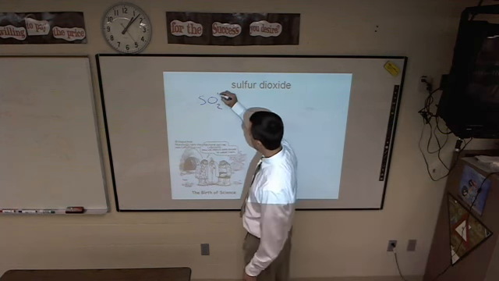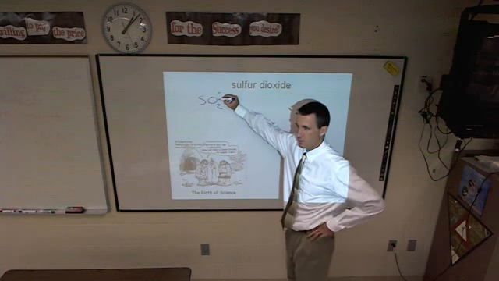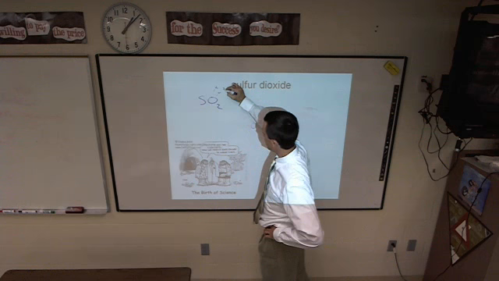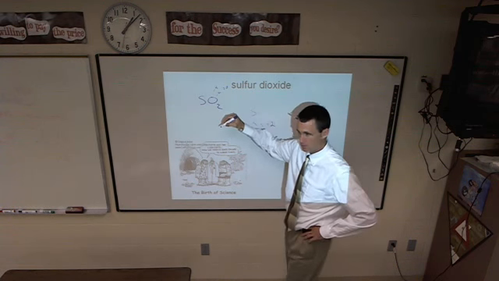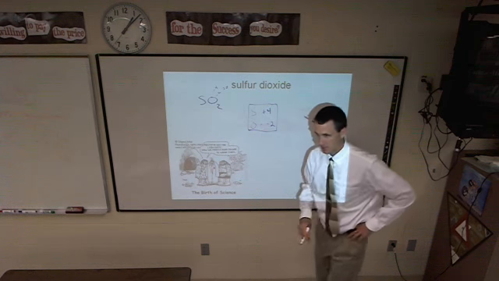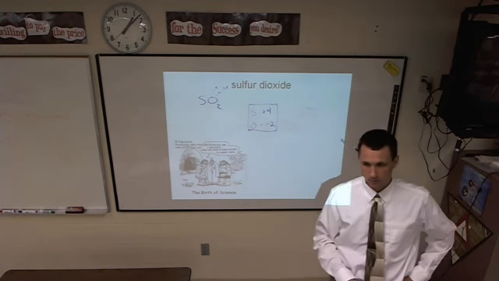Then you put the charges in up here. If each oxygen is -2 and there's 2 of them, that's -4. And if the whole thing equals 0, what must S be? +4. Those are the oxidation numbers. S is a +4, O is a -2.